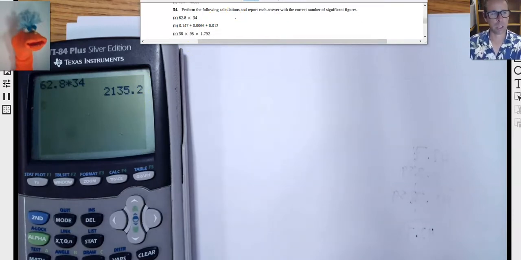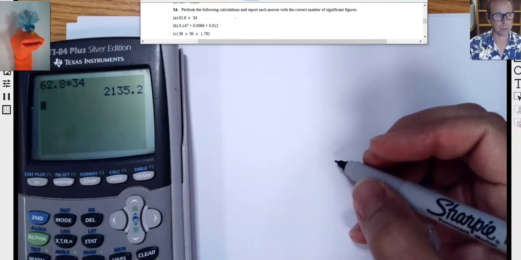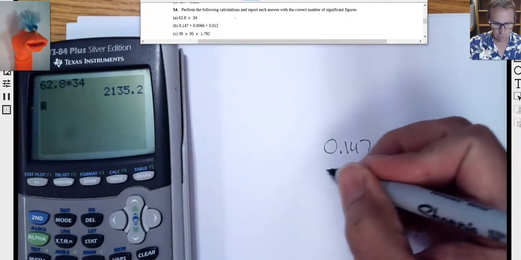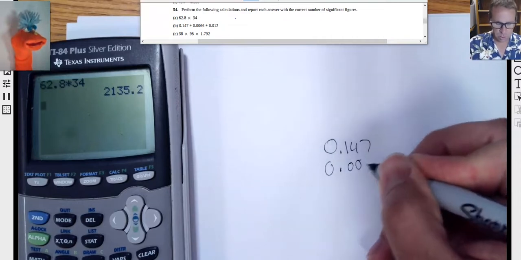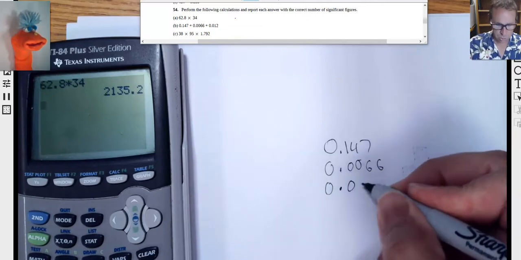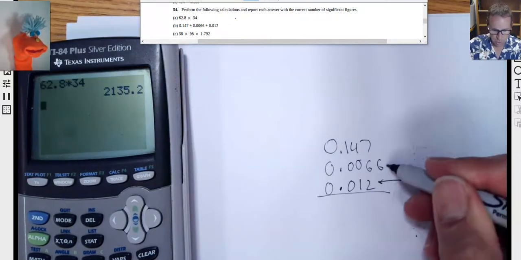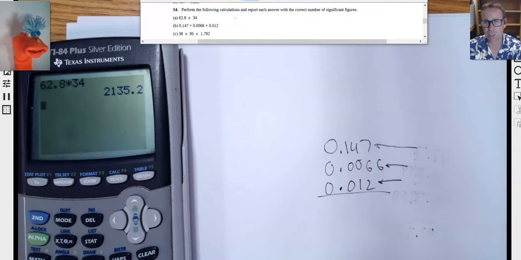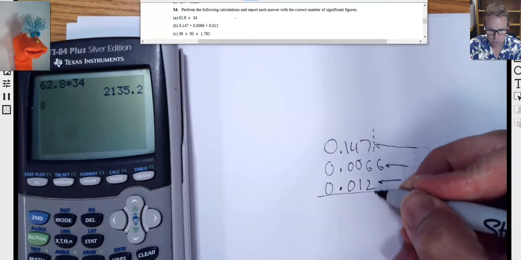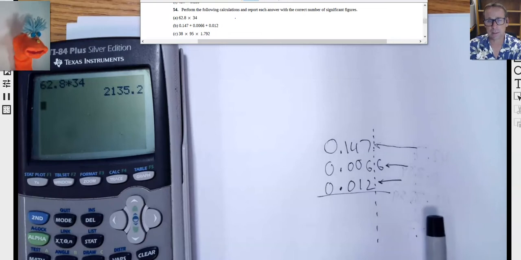That's addition and subtraction, so you got to line them up. What do you mean line them up? Write it down so that they're going kind of like top to bottom. So like 0.147. Yeah. 0.0066. I try to keep these nice and lined up really well. 0.012, because when I do that, I can see where the last significant figure is. I draw arrows to the last significant figure, and this is where the last one is here. So the answer is going to be rounded to this last significant figure.